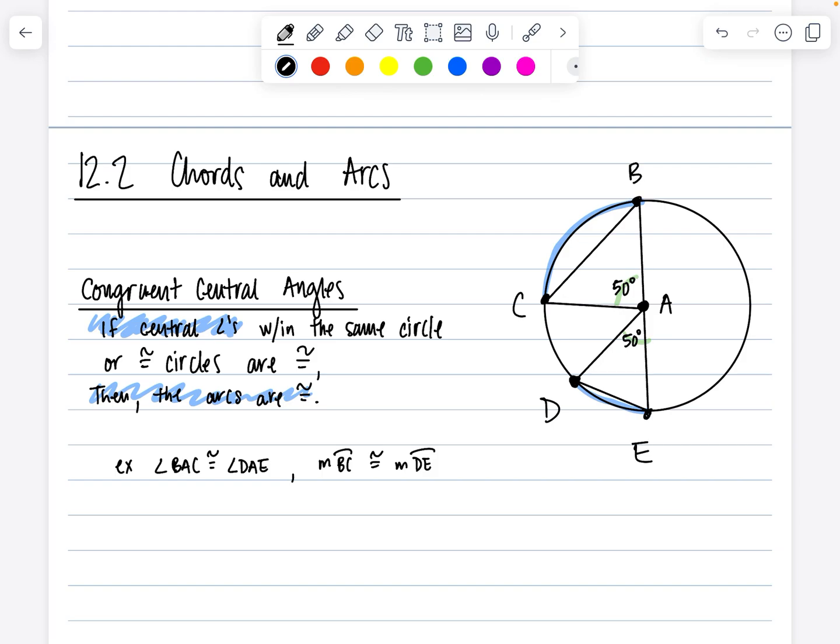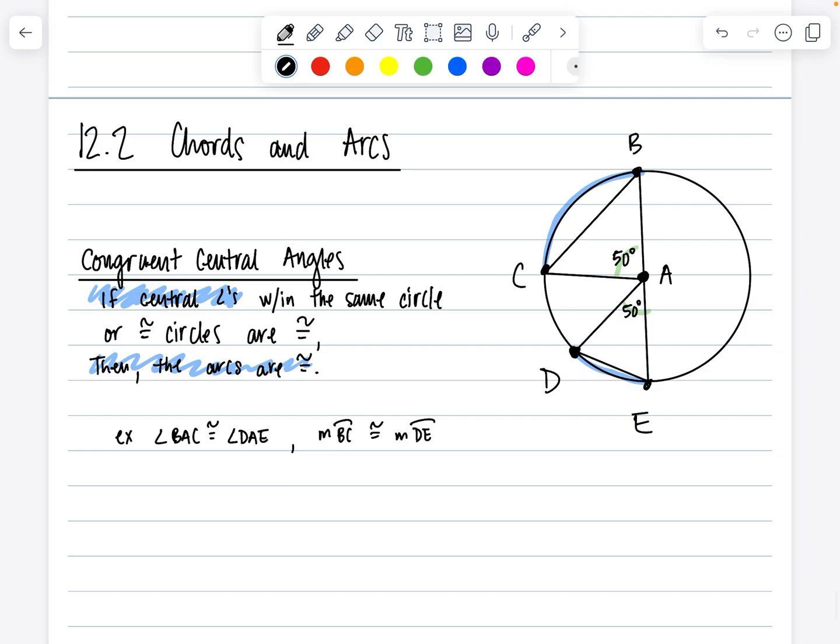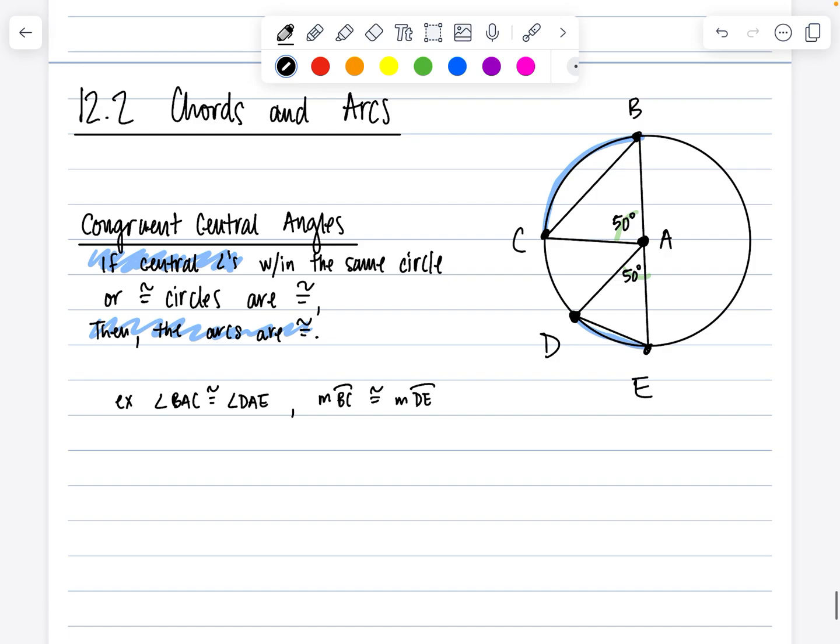We could also technically say that about the chords. And technically, we could also say that about their arc lengths. The arc lengths will also be congruent. So here we go. Next one.